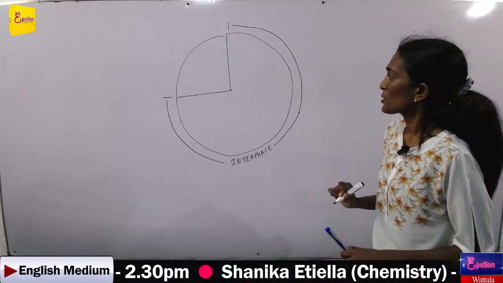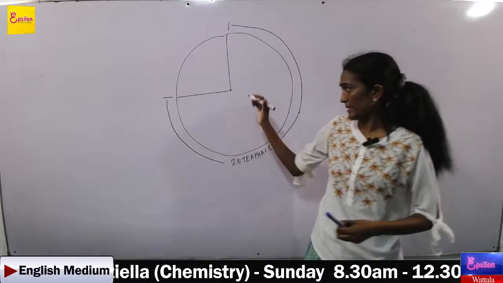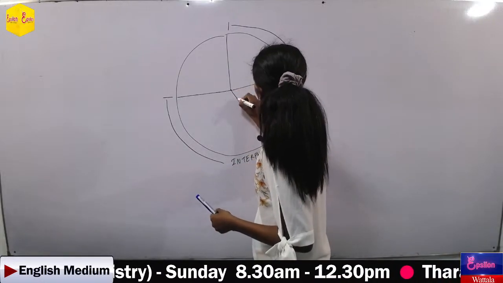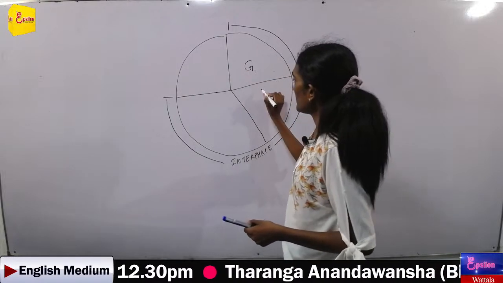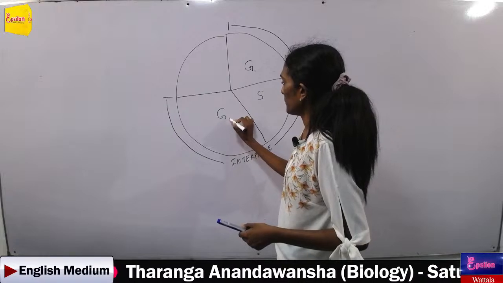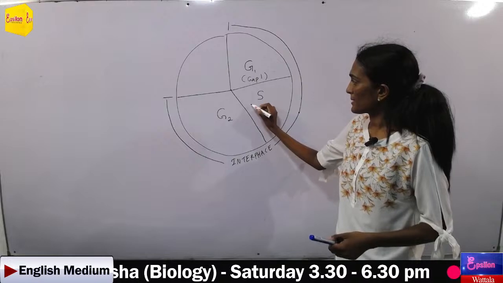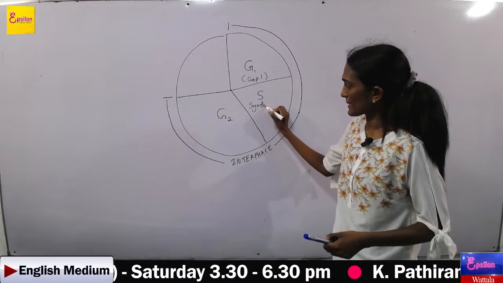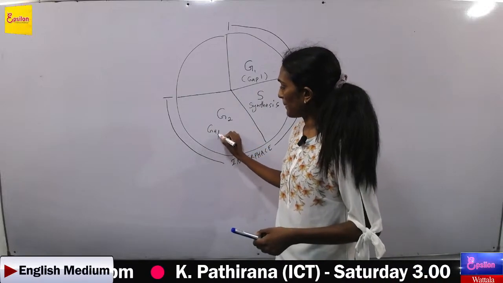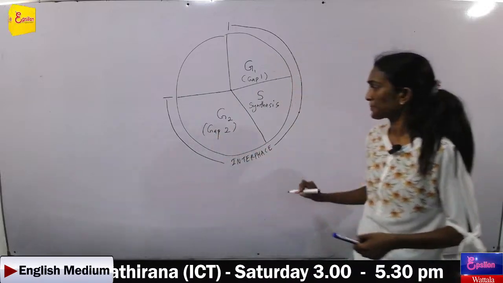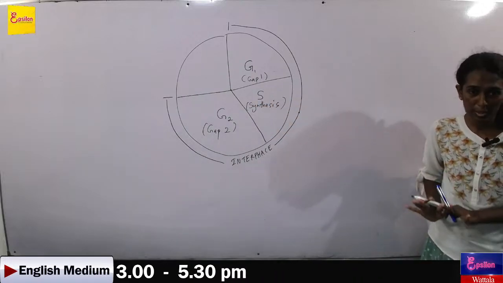So interphase, I'm going to divide into how many phases? 3 phases. Good. So what are the 3 phases? G1, S, G2. What's the meaning of G1? Gap 1. S, synthesis. Then G2 means gap 2. I'm going to discuss what are the events happening in G1, S, G2 one more time.